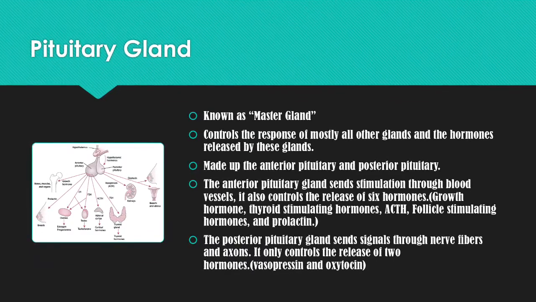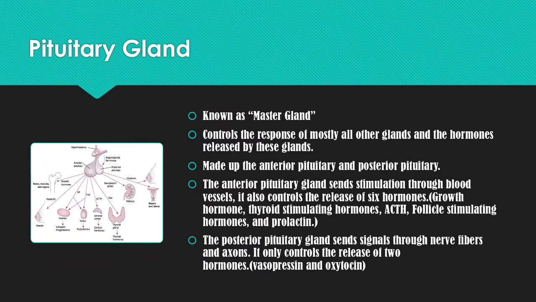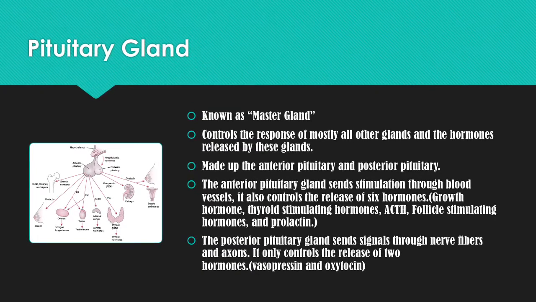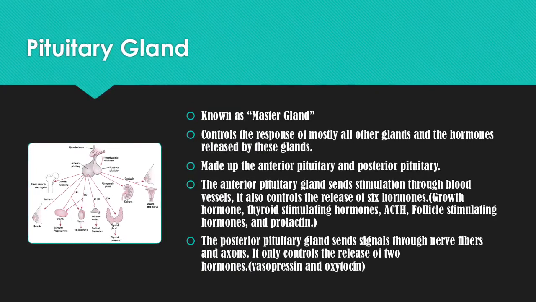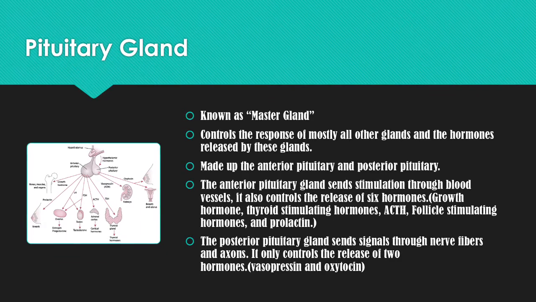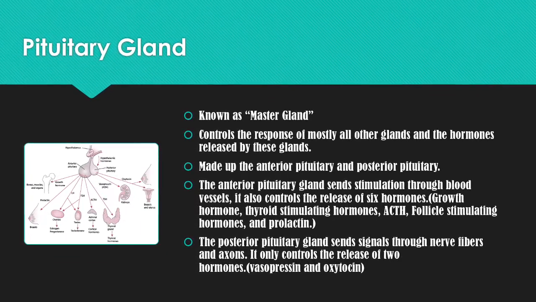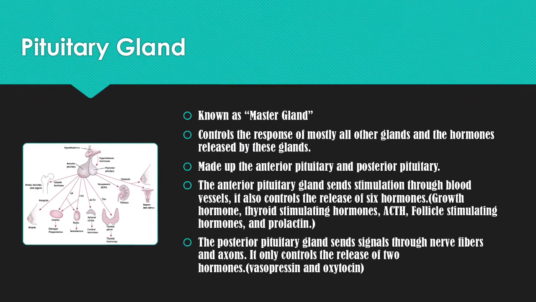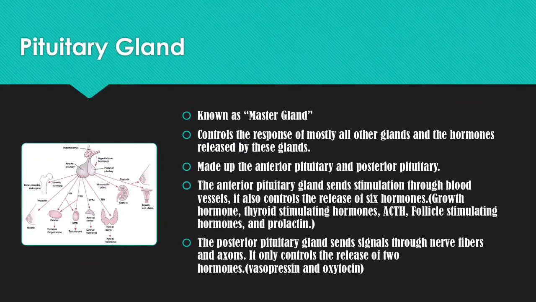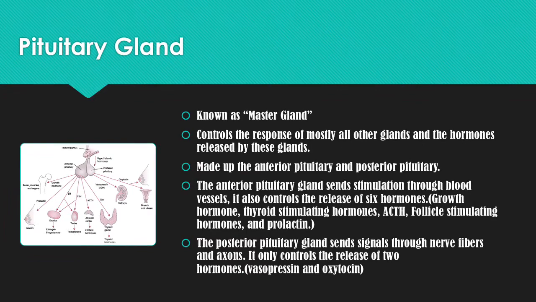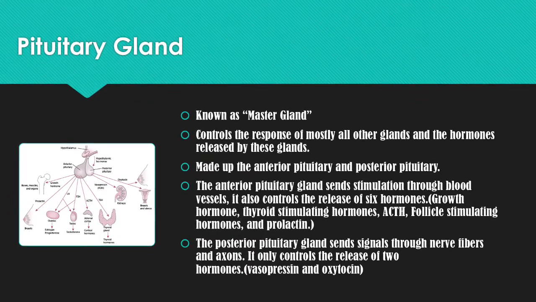The anterior pituitary gland sends stimulations through blood vessels. It also controls the release of 6 hormones: the growth hormone, thyroid stimulating hormones, ACTH, follicle stimulating hormones, and prolactin. The posterior pituitary gland sends signals through nerve fibers and axons, and it only releases 2 hormones, vasopressin and oxytocin.